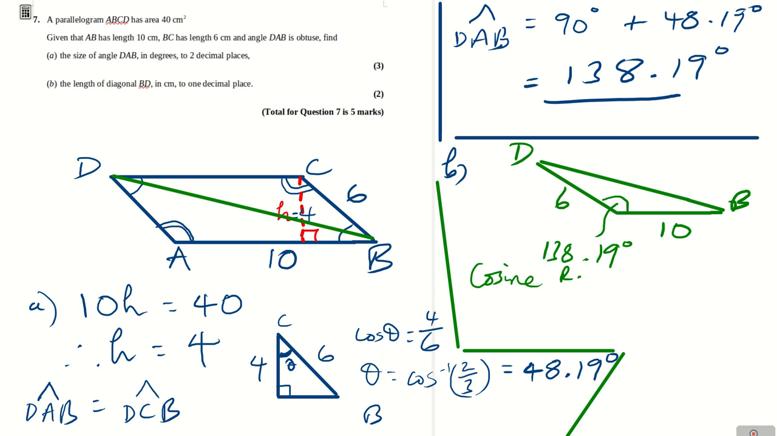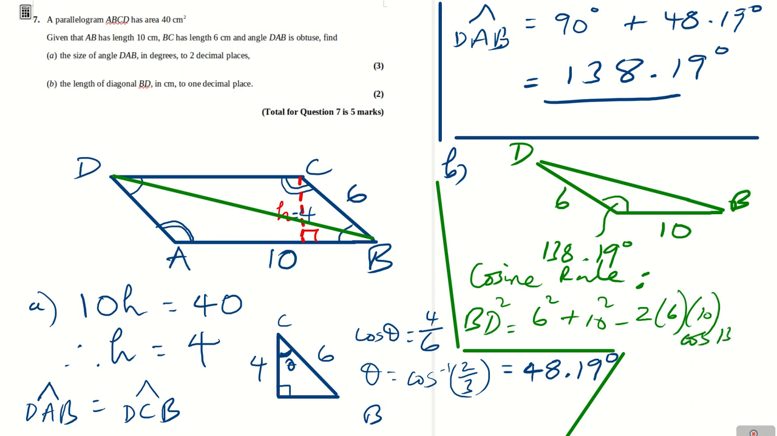Okay, so cosine rule will tell us that BD squared equals 6 squared plus 10 squared minus 2 times 6 times 10 times the cos of 138.19. And if you work that out on the calculator, it comes to something like 225.443 and so on. Square root it and you should find that BD equals 15.0 centimetres to 1 decimal place.